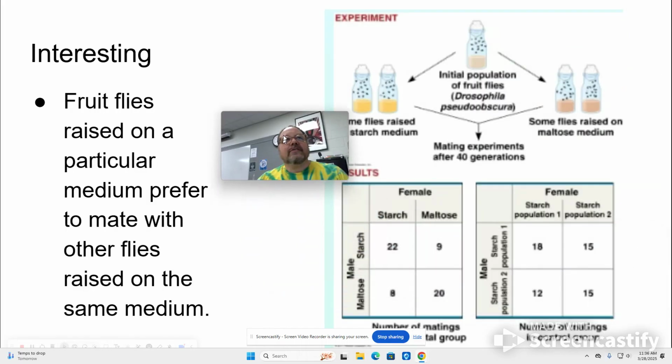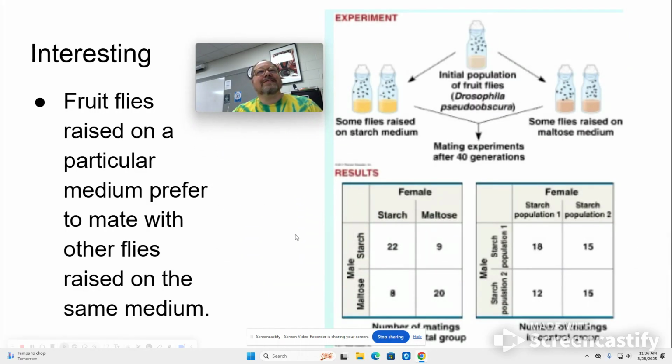This is going back to our fruit flies and their preferences. I said earlier that fruit flies prefer to mate with other fruit flies that fed on the same type of food as them growing up. And researchers do this experimentally as well.